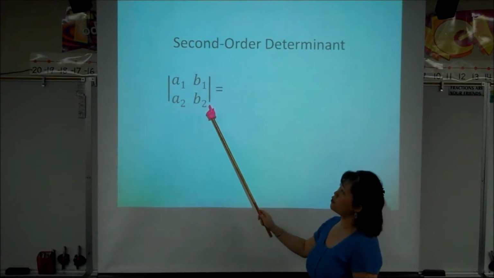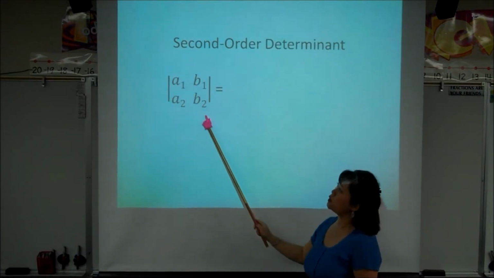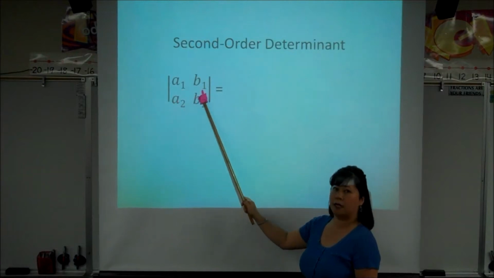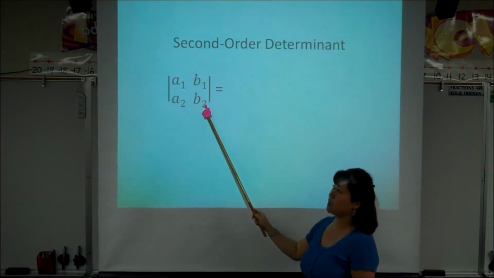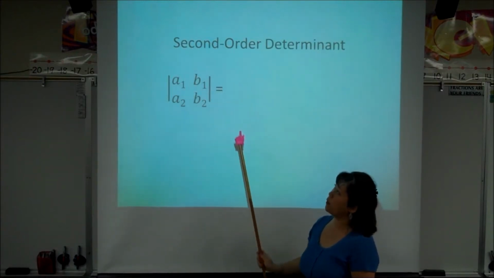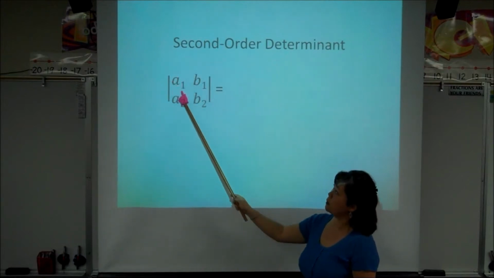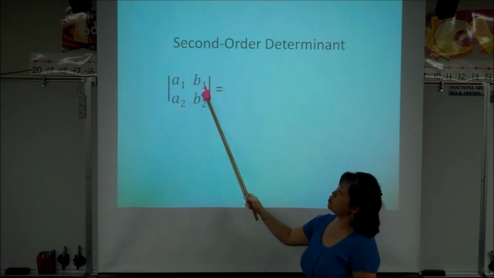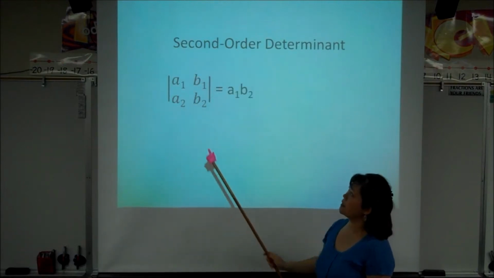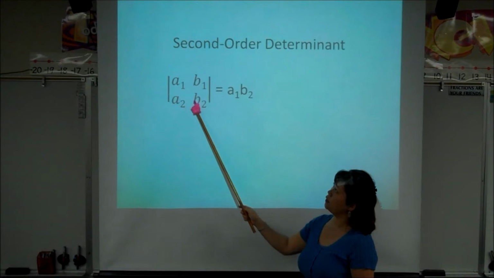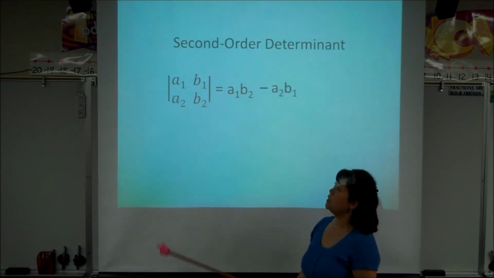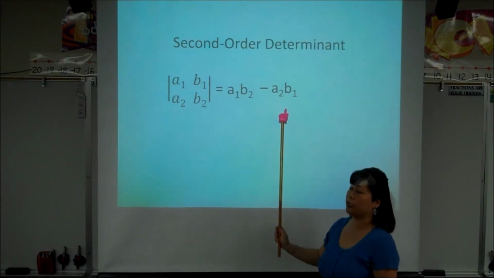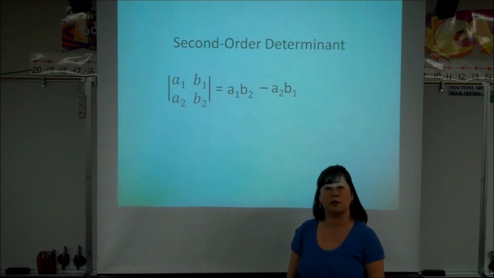The operation that we're going to work with is we're going to cross multiply these two right here, and then cross multiply on this part right here. You always start with the left side. The operation is you multiply these and then subtract it from the other two. So it looks like this: A1 times B2, and then subtract from it B1 and A2. So that's the formula for the second order determinant.